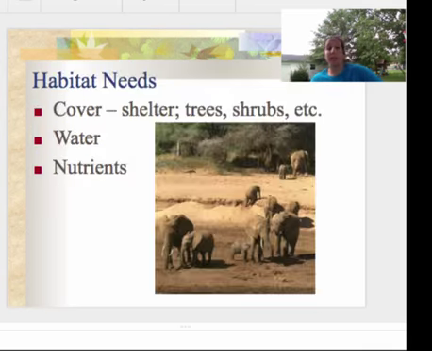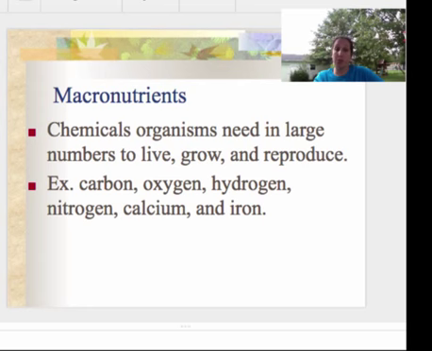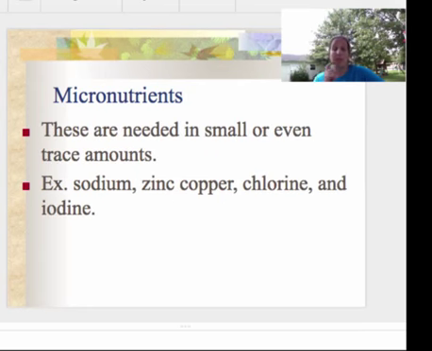So your habitat is going to need cover, shelter, trees, shrubs, water, nutrients, macronutrients as well as micronutrients. Our macronutrients are carbon, oxygen, hydrogen, nitrogen, calcium, and iron. You need to memorize these macronutrients, and this is going to help those populations live, grow, and reproduce. Then you have micronutrients, which are only needed in small or trace amounts, and that's sodium, zinc, copper, chlorine, and iodine. I'm going to stop here, and then we'll go through the cycles.